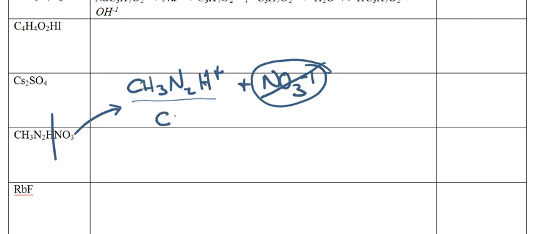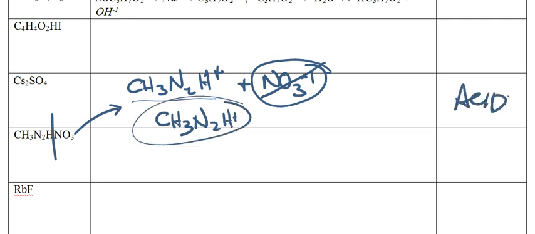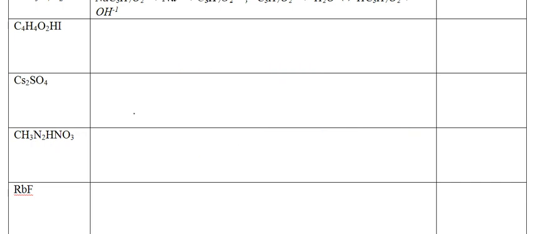Very good. So CH3N2H plus is the reason why this solution became acidic, because when it dissociates, it's going to form a hydrogen ion and the CH3N2 with no charge. Okay, so this is the cause for the solution to become acidic. And that's huge. You've got to be able to find the strong. All right, let's clear that one.